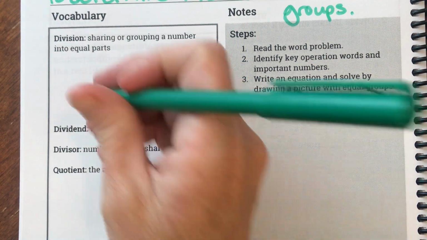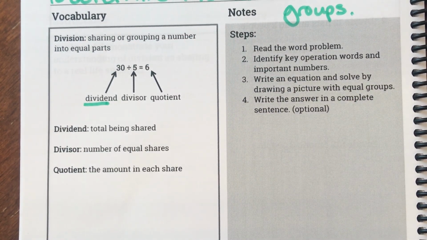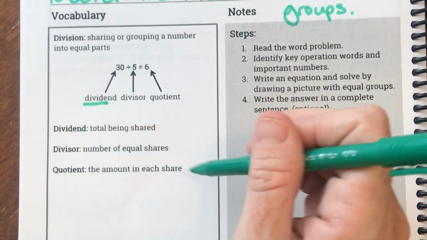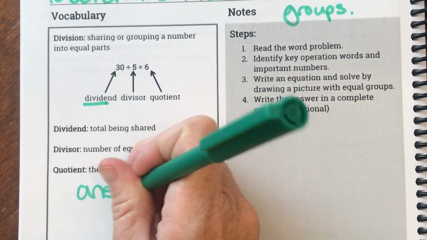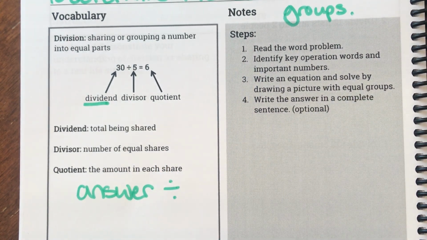Dividend is the total being shared. I always remember that dividend has the word divide in it. It means the number that you're going to divide. The divisor is the number of equal shares. And then the quotient is the amount in each share. So the quotient is your answer, or solution, to a division problem.